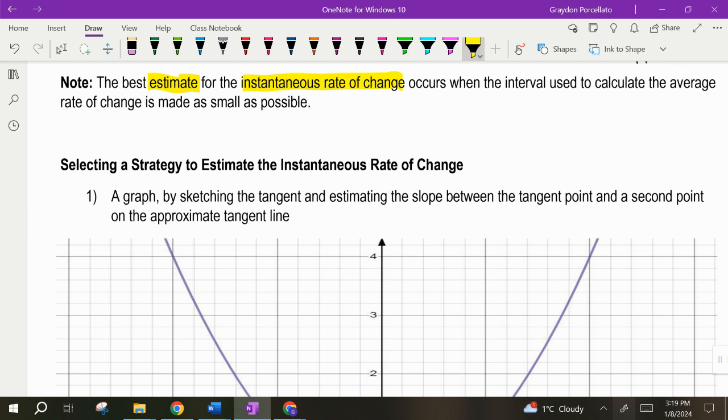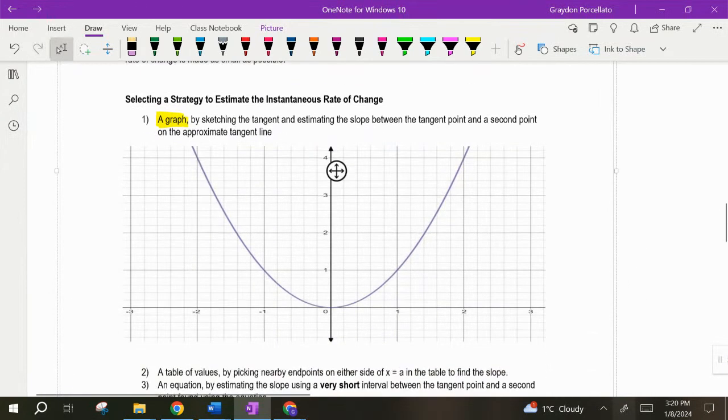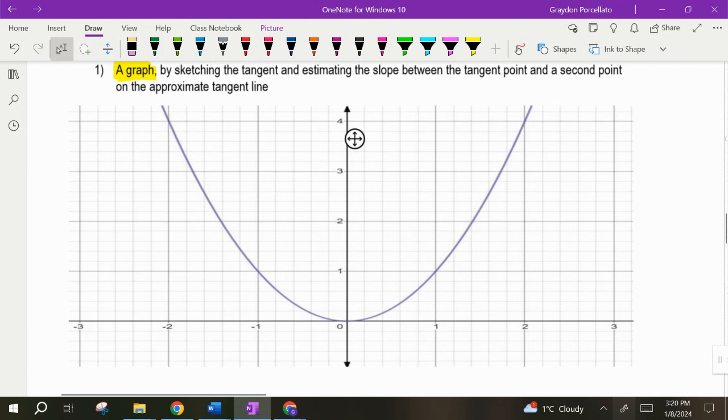Now, what I'm going to do is show you three different strategies that you can use depending on what you're given in a question. The first type of strategy you would use is if you're given a graph. For example, I have this graph of a parabola here. If we're given a graph and we want to estimate the instantaneous rate of change, let's say in this question we want to figure out the instantaneous rate of change when x is equal to 1.